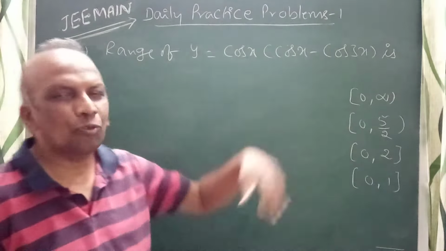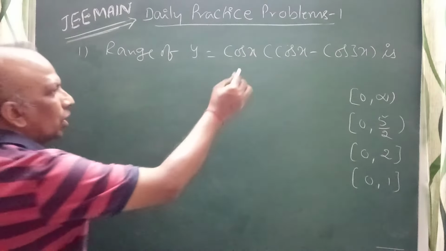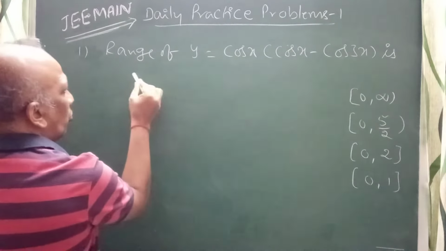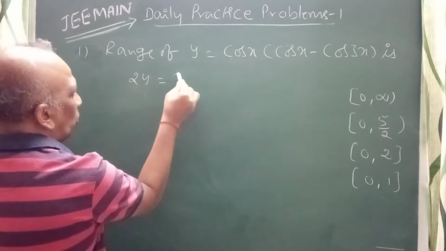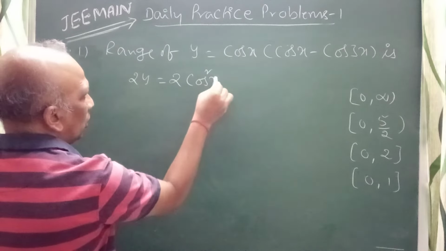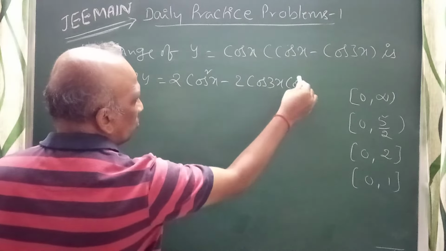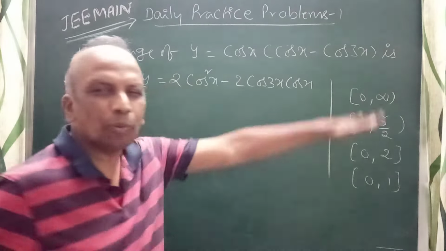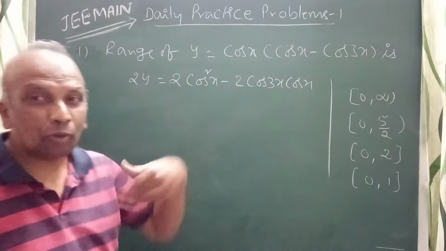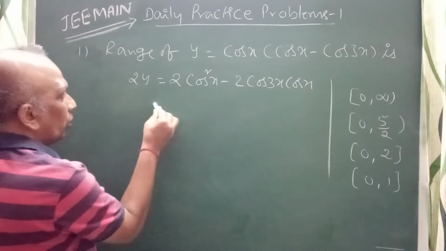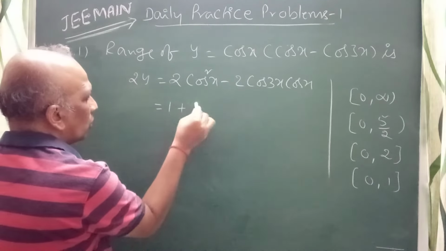Now this is a combination of cos x. So it's simple, you can see here this is cos square x. If you multiply with 2, y equal to 2 cos square x minus 2 cos 3x cos x. These are the options. Just you multiply with 2. Why the purpose? What is 2 cos square x? We know that this is 1 plus cos 2x.